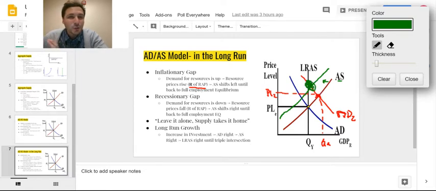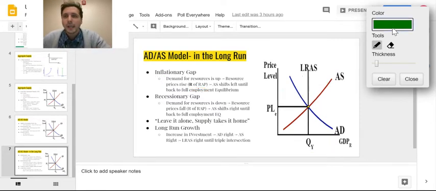We're back at the triple intersection, right? So in other words, in the long run, aggregate supply is going to shift to fix our economy and get us back to full employment. If you leave it alone, supply takes it home. So that's the inflationary gap, that line of logic right here. Demand for resources up, resource prices rise, aggregate supply shifts left as a result of that shift.